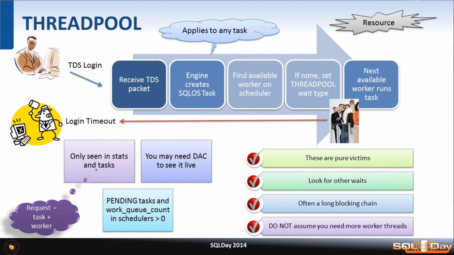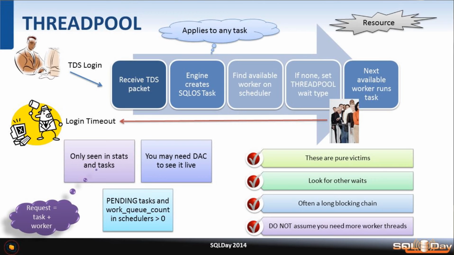Let's talk about THREADPOOL for a second. This is an interesting one, because I have seen this show up on customer servers before. It does indicate a possible problem. So assume that somebody is logging in, and TDS just means Tabular Data Stream, a network protocol we use. If somebody's sending a TDS login packet from an application, here's what happens.